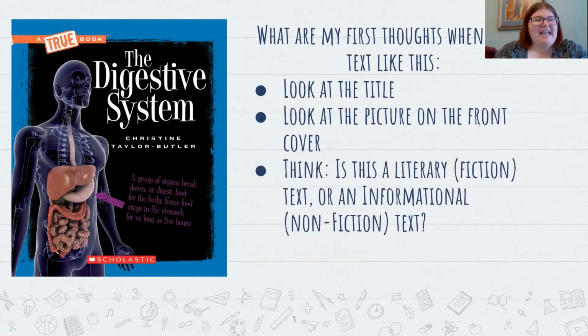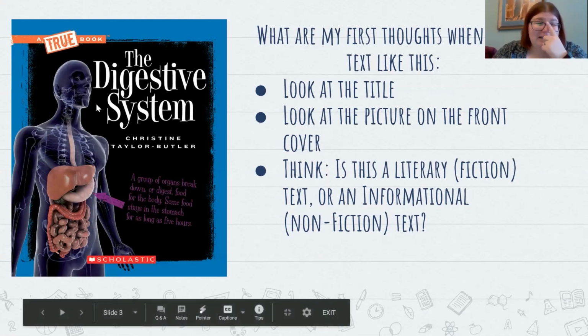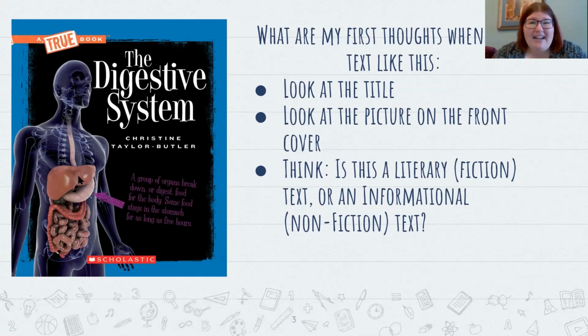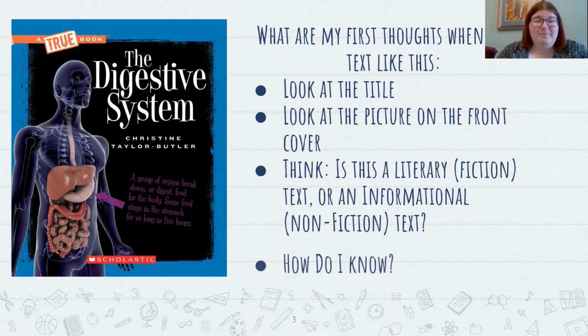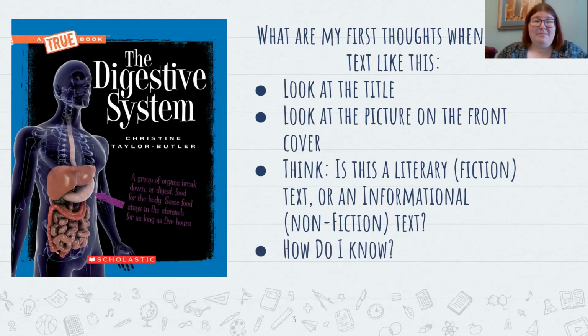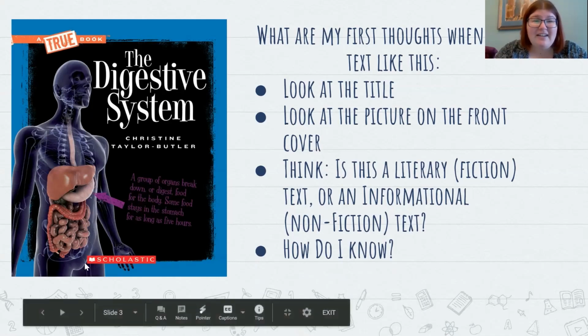So then my next thing is I think, is this a literary or a fiction text, or is this an informational nonfiction text? Is this a story that's made up, or does it give me information like an informational would? Well, I'm already noticing that there's a pretty good human body going on here, and it's giving me facts, it's giving me information. So I'm thinking this is an informational text. And how do I know? Because things about the body, things like this diagram that I see here, that can't be made up. Okay.